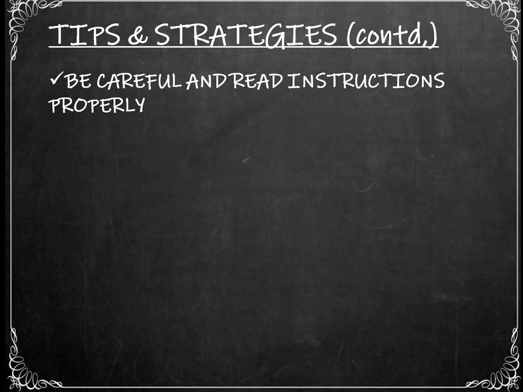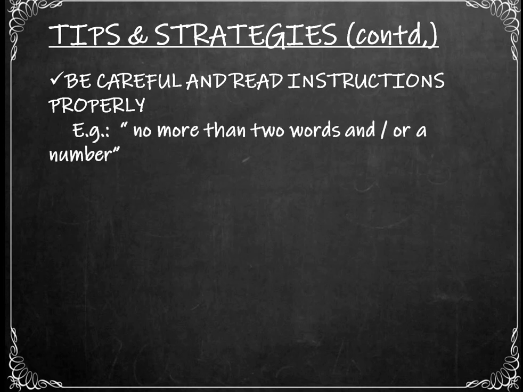Be careful and read instructions properly. Instructions will be given on top of every section. You'll be given time to read the instructions before every section begins, so read them carefully. For example, write no more than 2 words and/or a number. So you can write 1, you can write 2, but you can't write 3 with a number, or the answer can be just a number. So your answer could be the museum, or just museum, or 2 museums, or just the word 2. A number is considered 1 word.